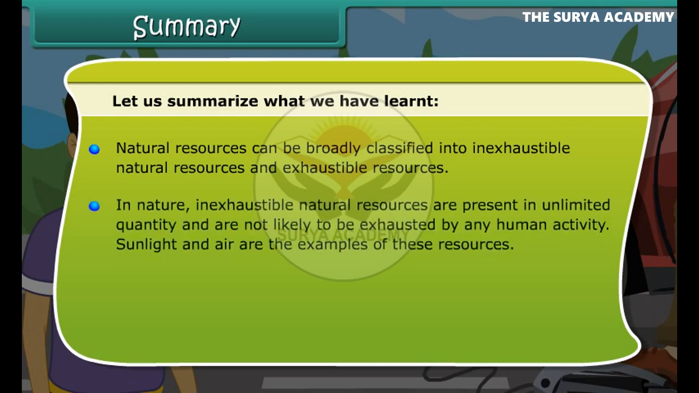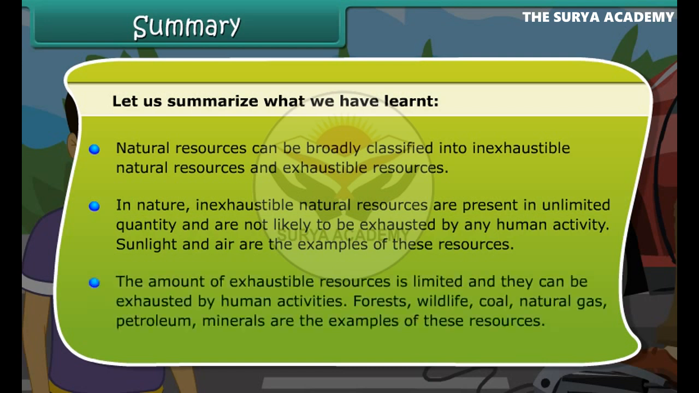Inexhaustible natural resources are present in unlimited quantity and are not likely to be exhausted by any human activity. Sunlight and air are examples of such resources. The amount of exhaustible resources is limited and they can be exhausted by human activities. Forests, wildlife, coal, natural gas, petroleum, and minerals are some examples of these resources.